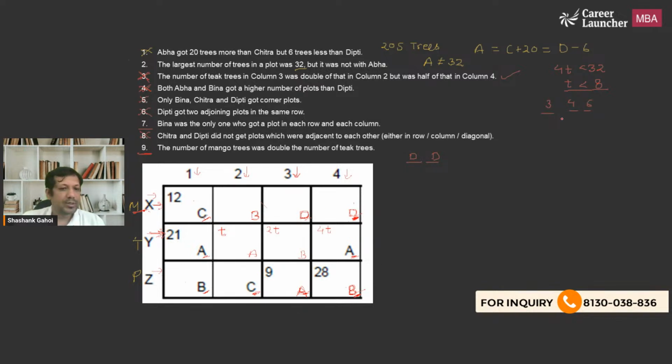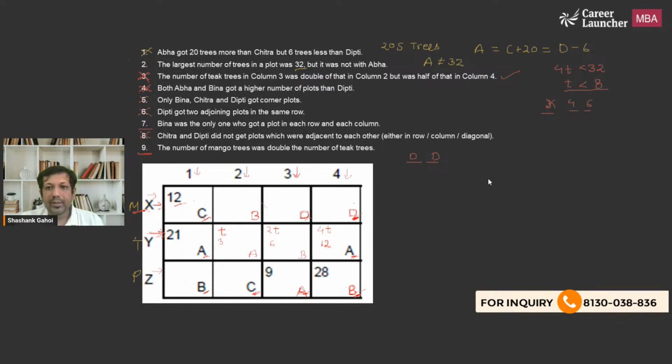Okay. So I'm taking the first possibility. If this is 3, then this is going to be 6. This is going to be 12. Will it be a right arrangement? It may be, may not be. Why? Let's see the information before. So information says that the number of trees in each plot is distinct. So this arrangement that we are talking about is not a right arrangement. Why is it so? Because this is 12. This can't be 12. So T cannot be equal to 3.